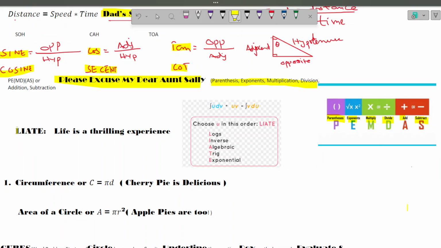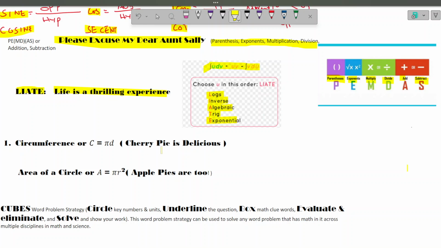Next, if we are teaching calculus, LIATE. What is LIATE? To remember it, we write: Life is a thrilling experience. Life is logarithmic, is inverse, aim is algebraic, thrilling is trigonometric, experience is exponential. For integration by parts, we need this. Then comes something simple, when you use circumference, cherry pie is delicious. Cherry, C equal to pi, D is delicious.